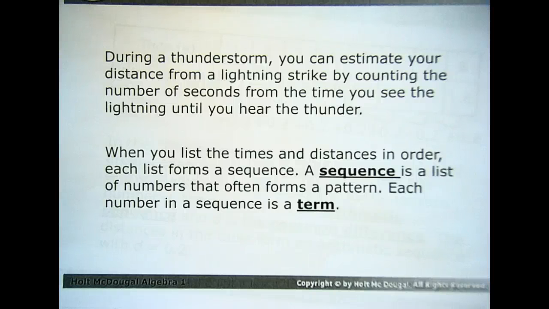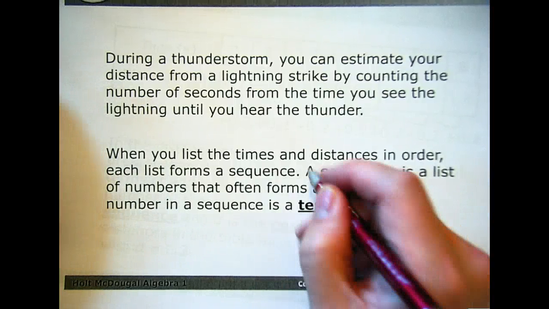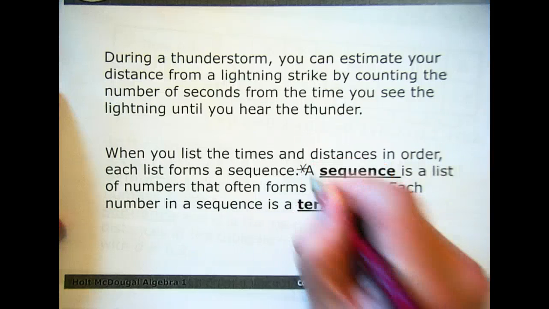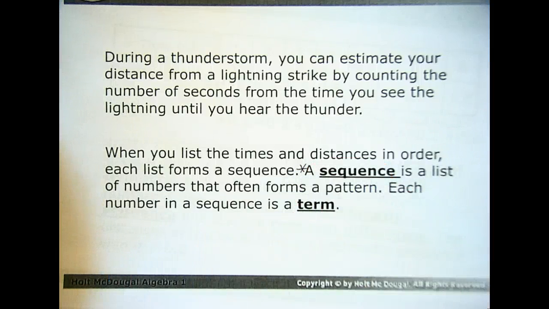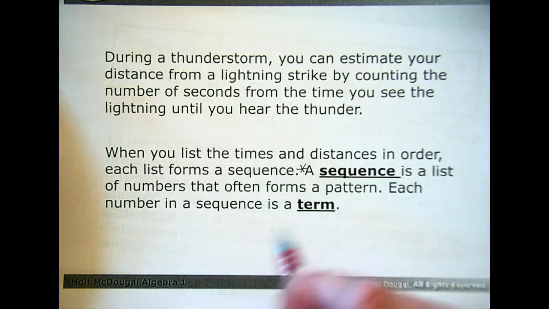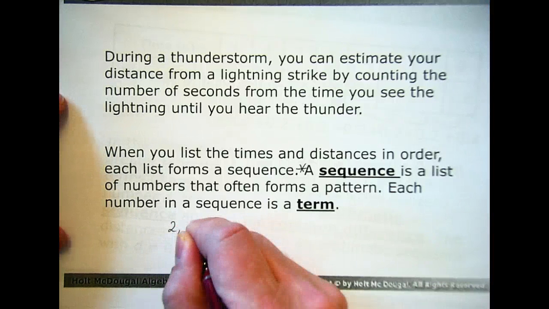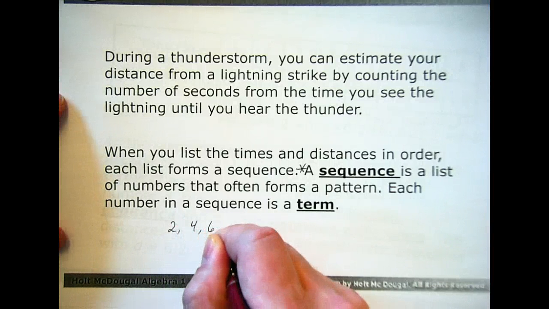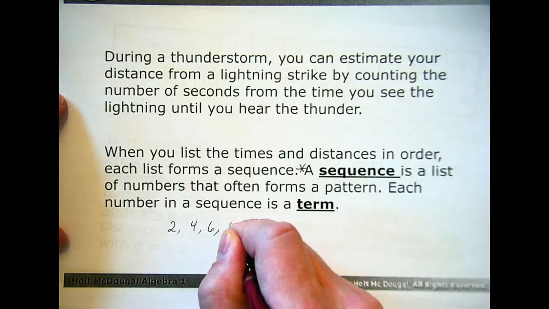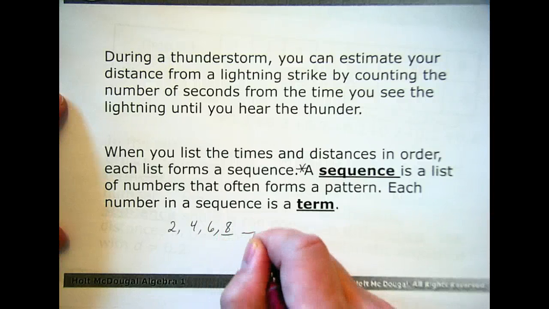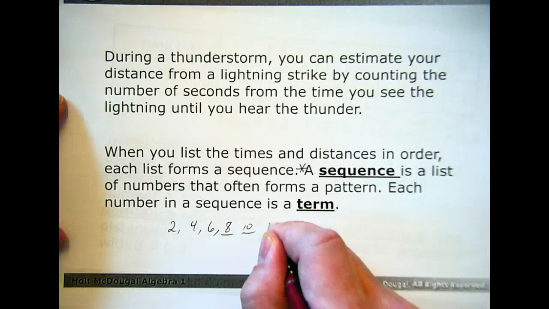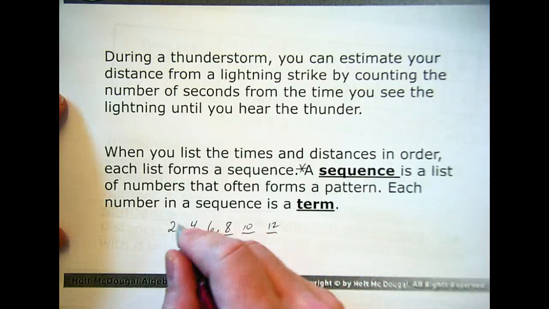Okay, so one of those terms we had was sequence, right? A sequence is a list of numbers that often forms a pattern. And then each number in that sequence we call a term. So for instance, if I gave you the sequence 2, 4, 6, you would say? 8. 8, and then? 10. 10, and? 12. Okay, so this is a sequence.